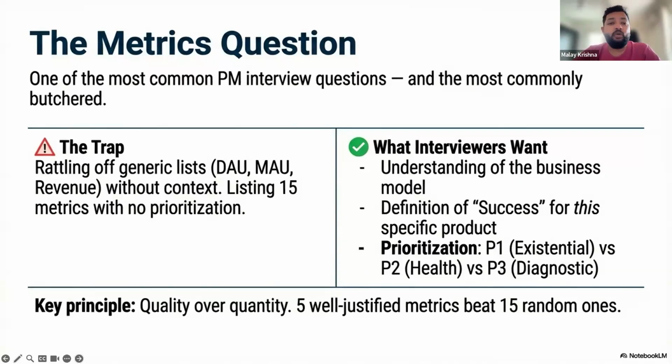And four is, can you prioritize, right? There are three kinds of prioritization metrics: P1, P2, P3. P1 is existential metrics. These are the must-track metrics that you have. P2 is the health metrics. These are important but secondary. And P3 is a diagnostic metric, or a nice-to-have metric that you can use.